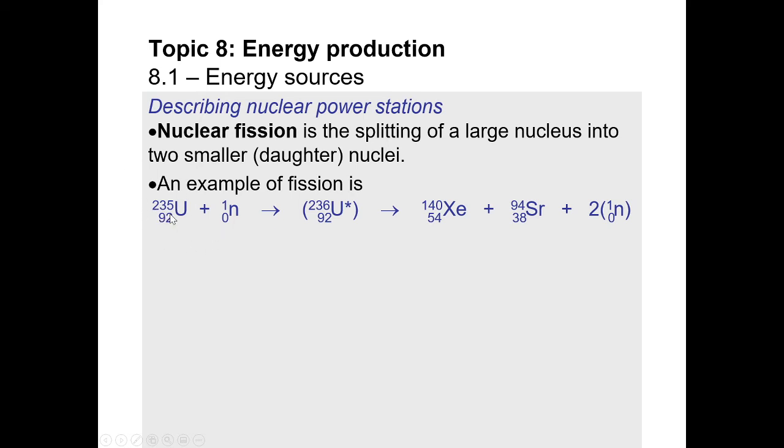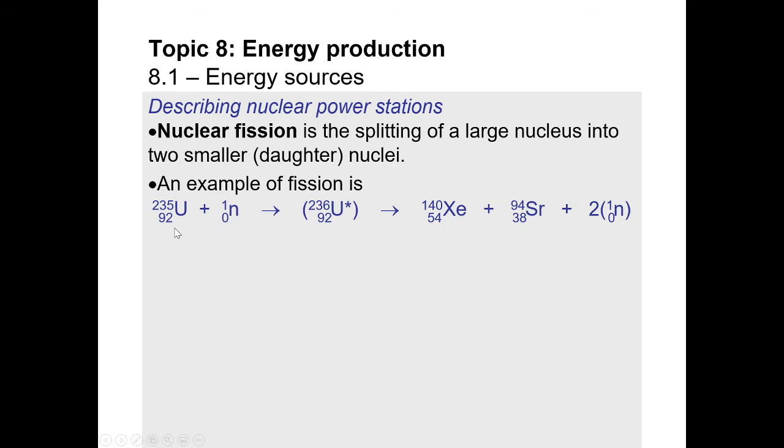Uranium-235, so that 92, that's the atomic number, the number of protons. When you bombard it with a neutron, so there's the neutron, it becomes uranium-236. Now, if you remember from grade 11, when there's a star here, what that means is it's in a very high energy state, and it is unstable. And that unstable uranium-236 is going to break down into xenon-140 and strontium-94 plus 2 neutrons.